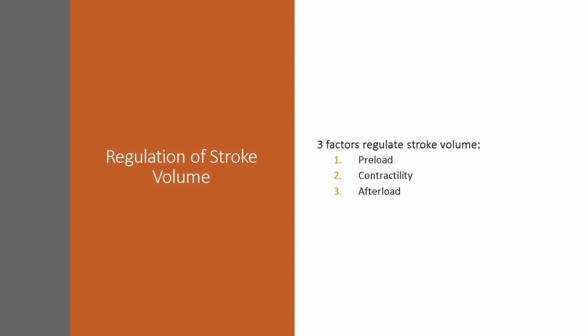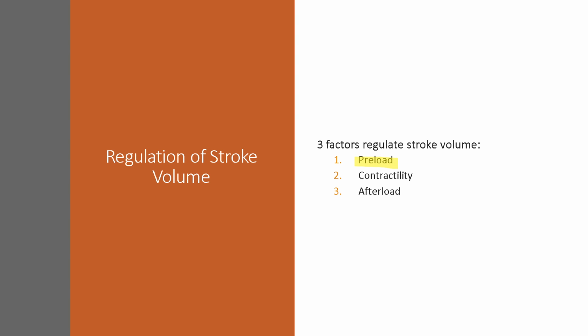Now, a healthy heart will pump out the blood that enters its chambers during a previous diastole. In other words, if more blood returns to the heart during diastole, then more blood is ejected during the next systole. Now there are 3 factors that regulate stroke volume and ensure that the left and right ventricles pump equal volumes of blood.